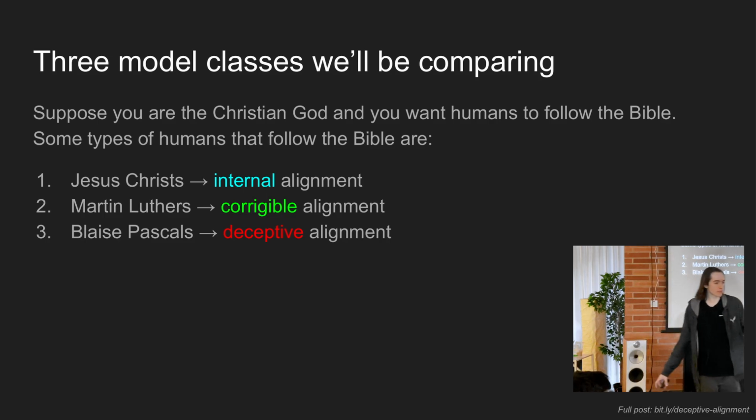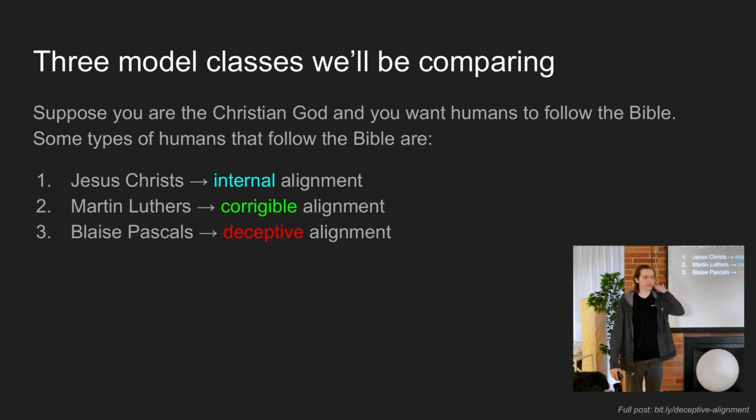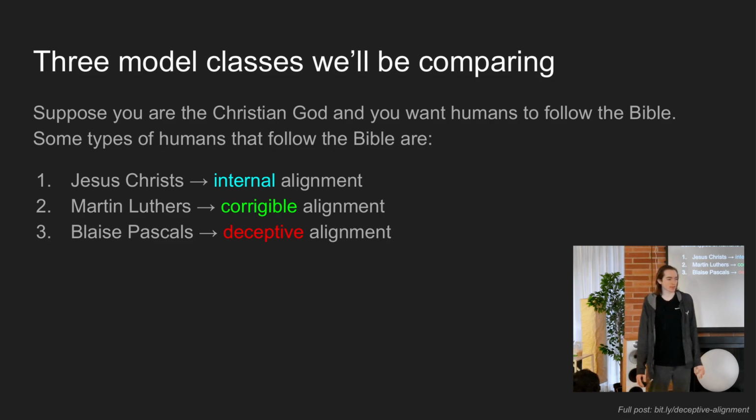Question. Do we believe that the Martin Luthers will eventually become Jesus Christs, or that the problem in this case is just too difficult to solve, and so a corrigibly aligned agent can't actually become internally aligned by just knowing more?